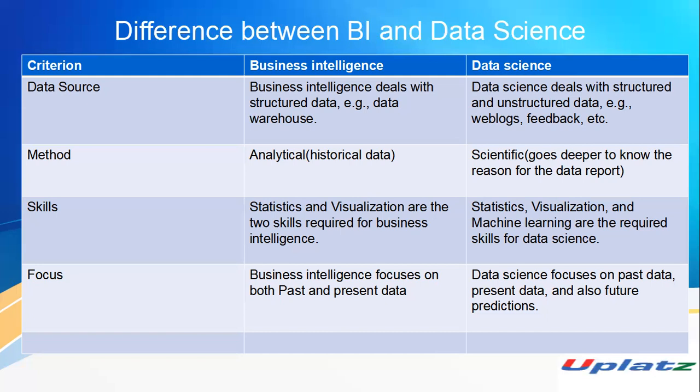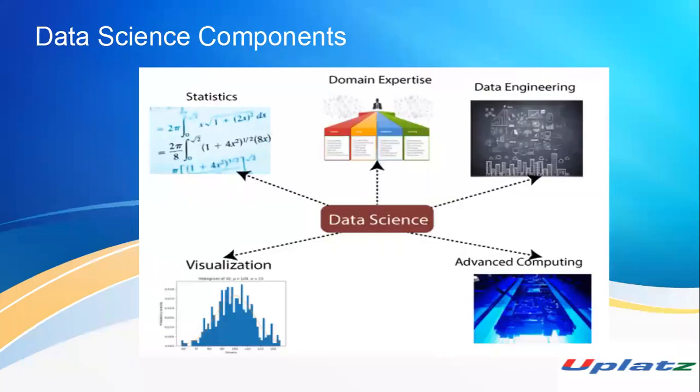Okay, let's move on. Now the next thing is data science components. What different things make up data science? As I told you, it is a collection of different technologies like statistics, mathematics, domain expertise. Then we need data engineering, we need advanced computing because it requires good hardware and software tools, and also visualization. Let's understand these components one by one.